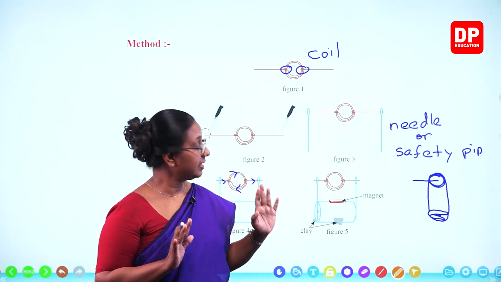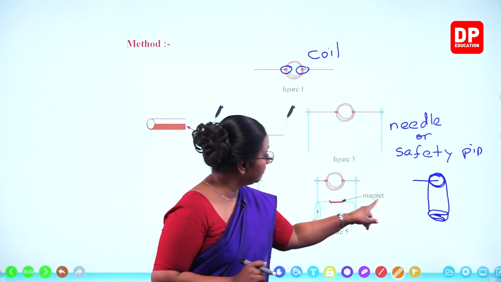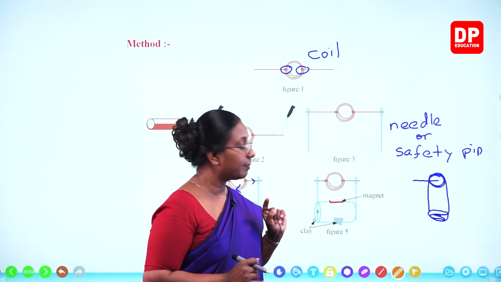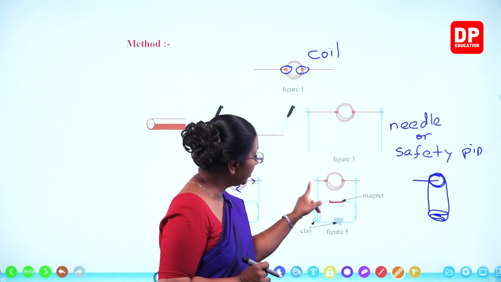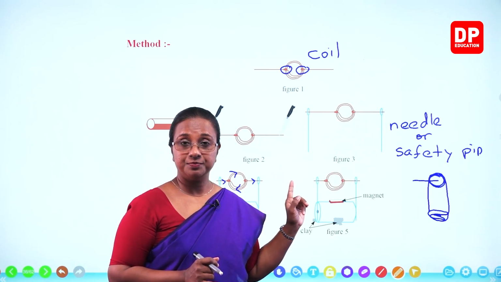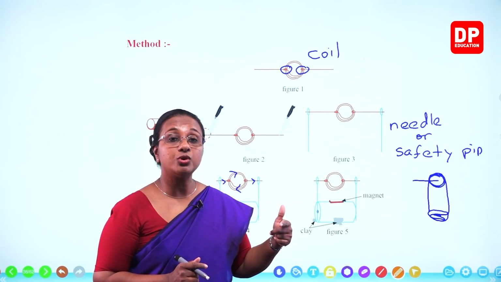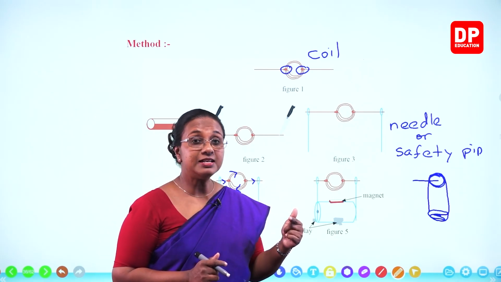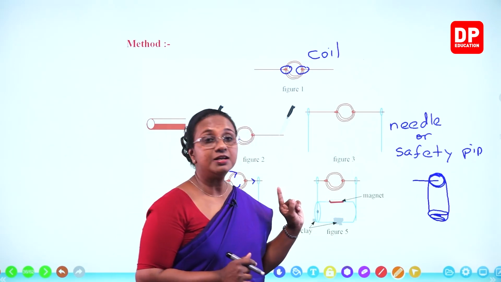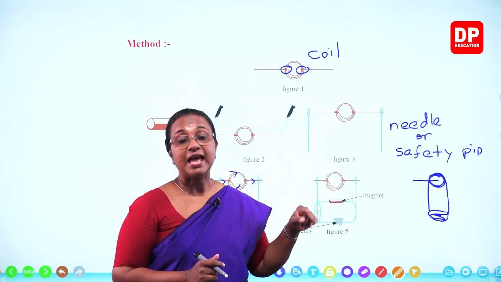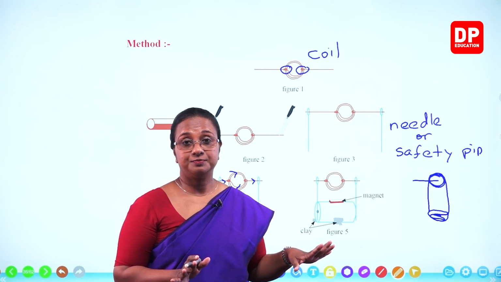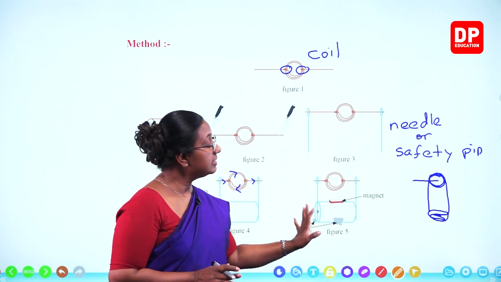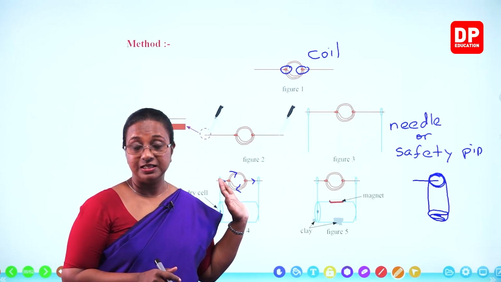Finally, when everything is set properly, we place the magnet on top of the battery. And then you need to observe this coil. Now normally the coil has to rotate. If that doesn't happen, you need to give a slight push. And then it will start rotating. Is that clear? So those are the steps of the activity.